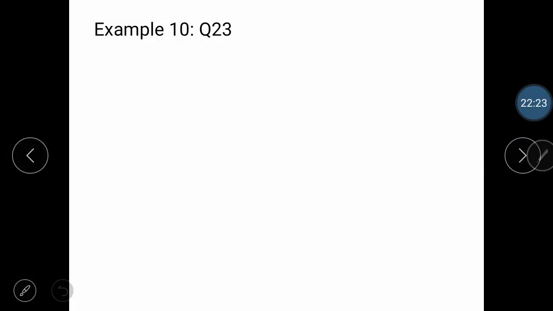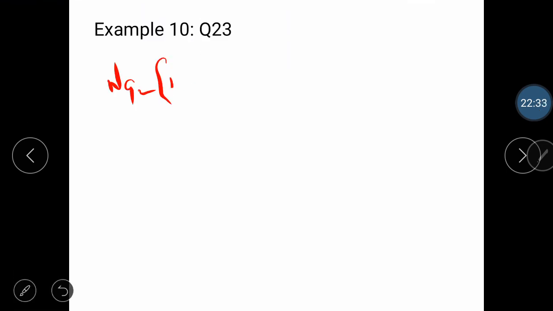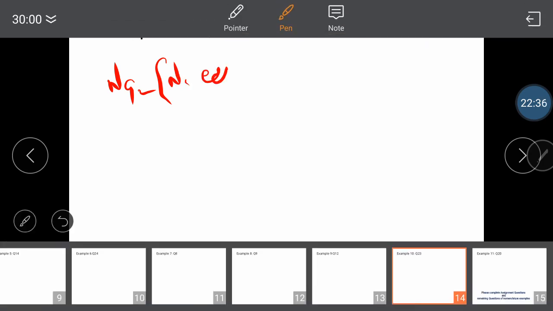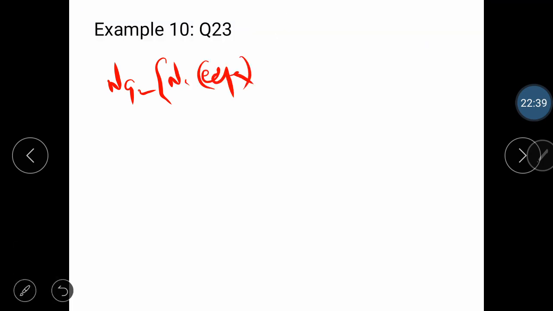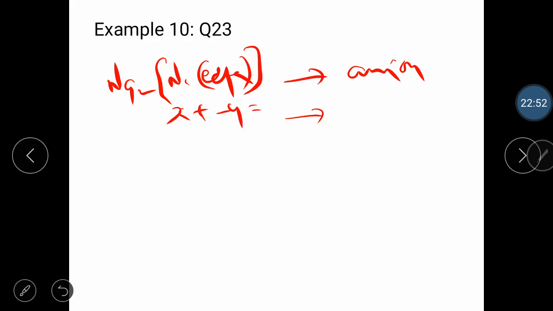So question number 23. Na2 square bracket NiEDTA square bracket. So this is which type of complex? Anionic complex. What is the oxidation state? This is X. EDTA is minus 4, this is plus 2, therefore this is equal to minus 2. X is equal to what then? Plus 2. So the state of oxidation is plus 2.